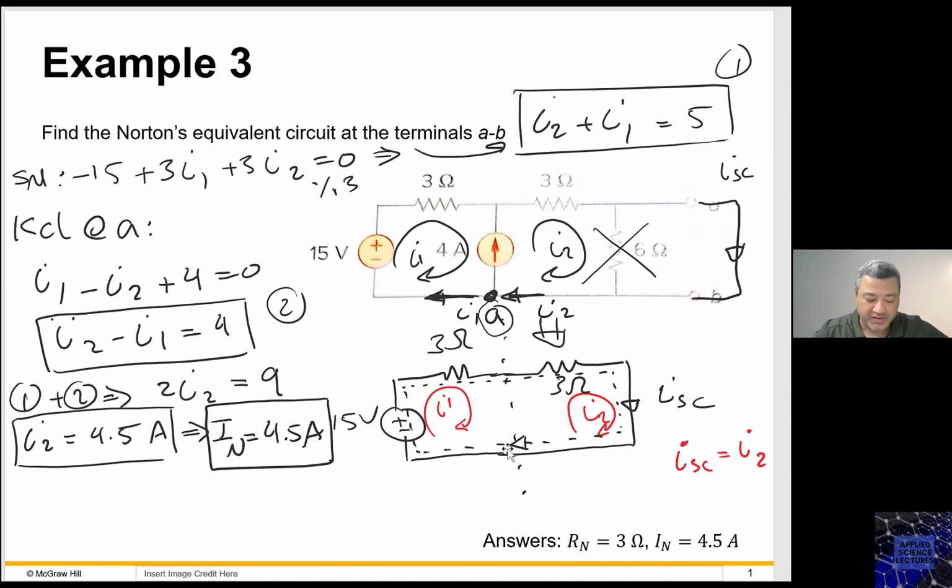And we started in this example, as you can see here, by shorting the output of the circuit and calculating this short circuit current. And we said that one of the advantages when it comes to finding the short circuit current is that this piece of wire that you put at the output of the circuit basically shorts out any component that is connected in parallel with that piece of wire.